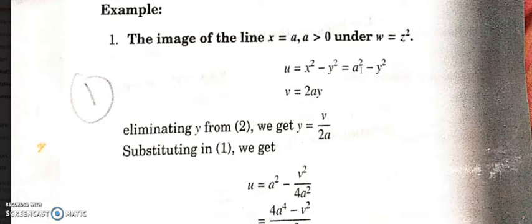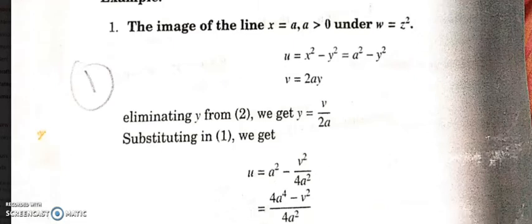In this U, substitute y is equal to V by 2a. So y square means V square by 4a square. So we get a square minus V square by 4a square. So U is equal to a square minus V square by 4a square.